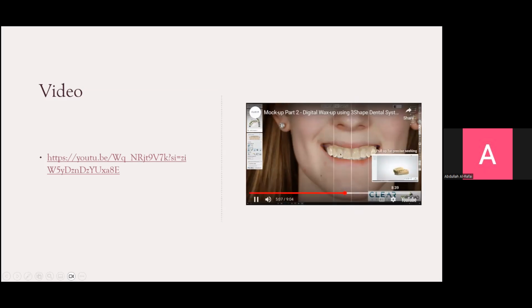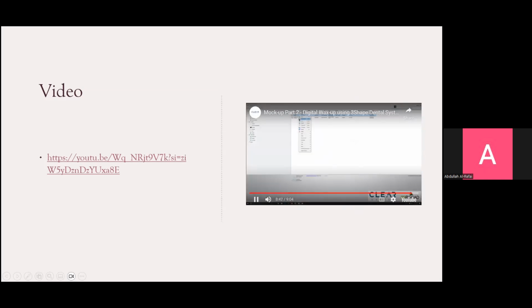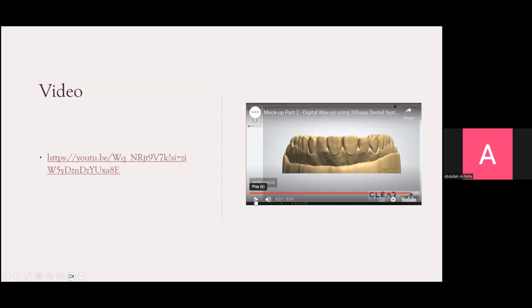After that, they transfer this digital smile design into a digital wax-up. After that, this digital wax-up can be printed in order to produce a printed digital wax-up that we may use to produce a direct mock-up inside the patient's mouth.